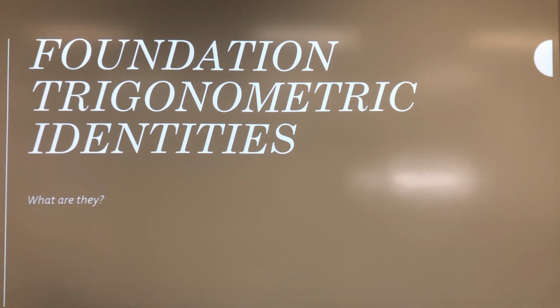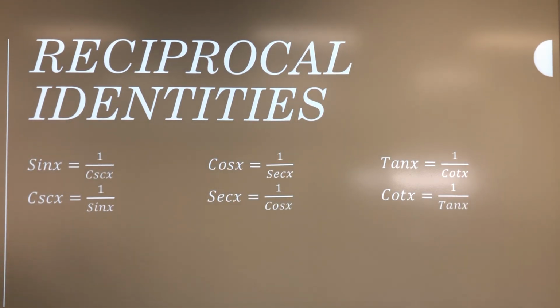Now, the next slides are going to be the ones that you need to memorize. And when I say memorize, you need to know them so well that when you see it, you are thinking about what it equals. Okay? So let's start with the reciprocal identities. And make sure you pause this and write these down. Because these you have to know. You have to know them by heart.